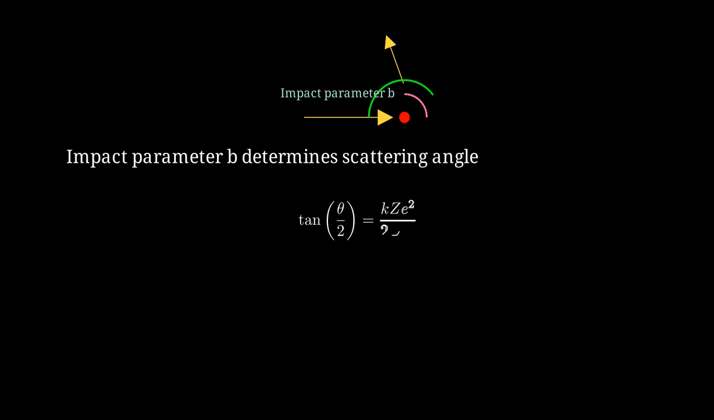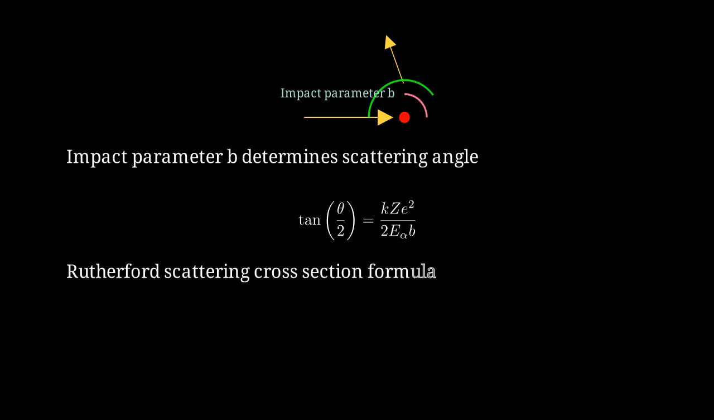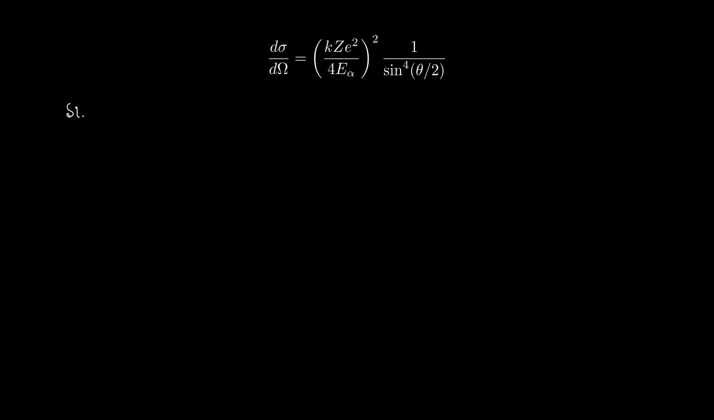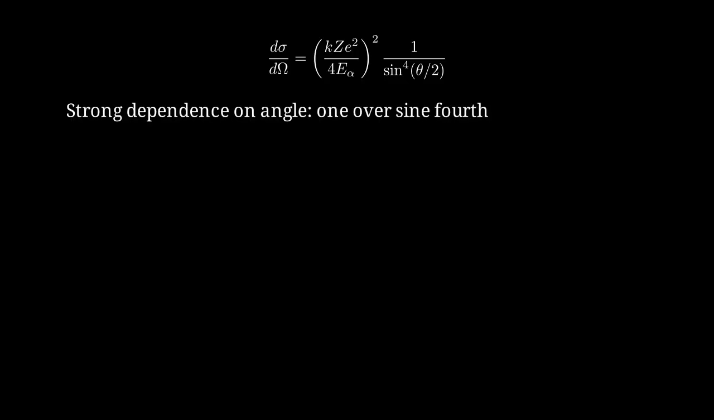The relationship is tangent of theta over 2 equals kZe squared divided by 2 times kinetic energy times impact parameter. From this, Rutherford derived his famous differential scattering cross-section formula. The differential cross-section equals (kZe squared over 4E alpha) quantity squared times 1 over sine to the fourth of theta over 2. Notice the extremely strong angular dependence, 1 over sine to the fourth of theta over 2. This means large angle scattering is rare, but definitely possible.